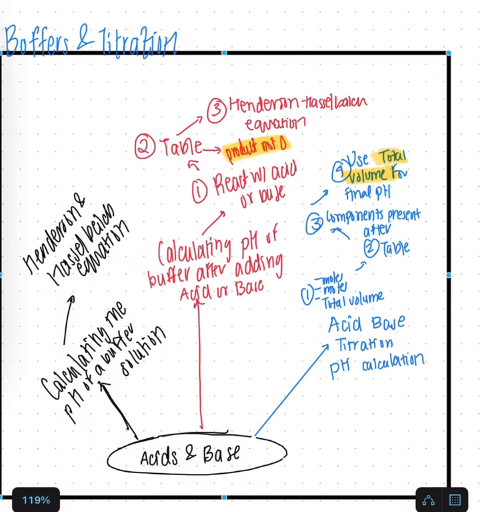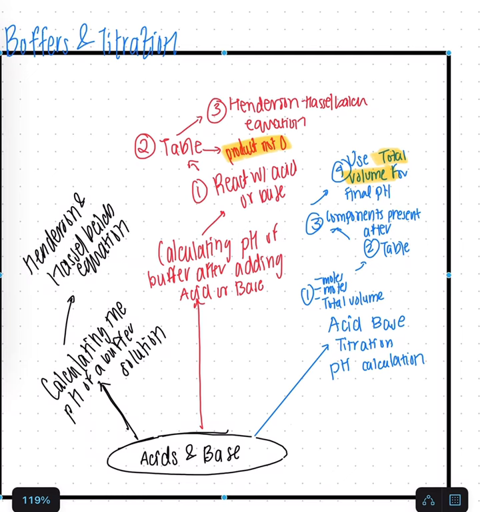The second thing we would have to do is to write the equation down. In this equation, we will find which components are present at the end of the reaction. Then we would have a table to understand the values at the end of the reaction. We find the components present after the reaction. Then we use the total volume to calculate the final molarity of the component present, and then find its pH using the components we have already learned about.